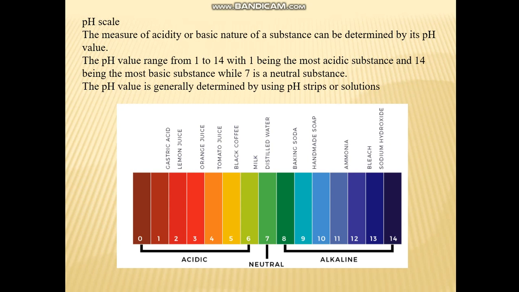You can see gastric acid and lemon juice have a pH value of 1 to 2, orange juice 3 to 4, tomato juice 4; these are acidic. Milk is pH 6 and distilled water is neutral. 7 is neutral, neither acidic nor basic. Next is 8, baking soda. These are all basic. Handmade soap, ammonia and bleach have high pH values. We never store acids in metal containers.